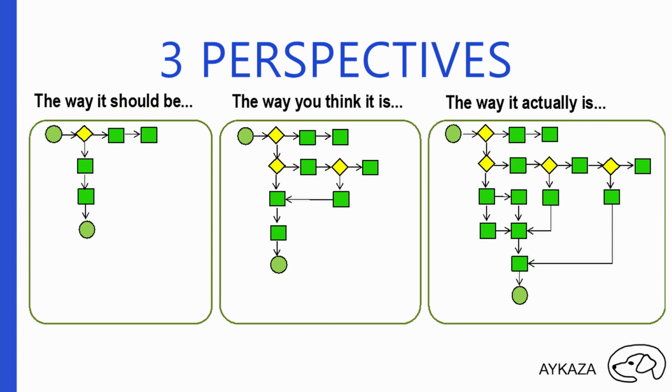Normally, there's at least 3 perspectives on how to complete an activity. First one is the way it should be, meaning if everything went perfectly. The second one is the way you think it is going. Maybe you've documented your process, or there's some instructions or training materials showing how the work should be done. And the third is the way it actually is working today.